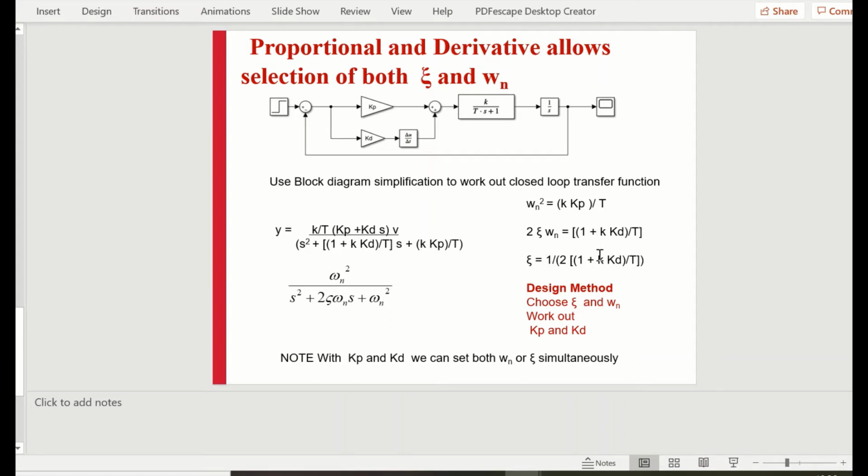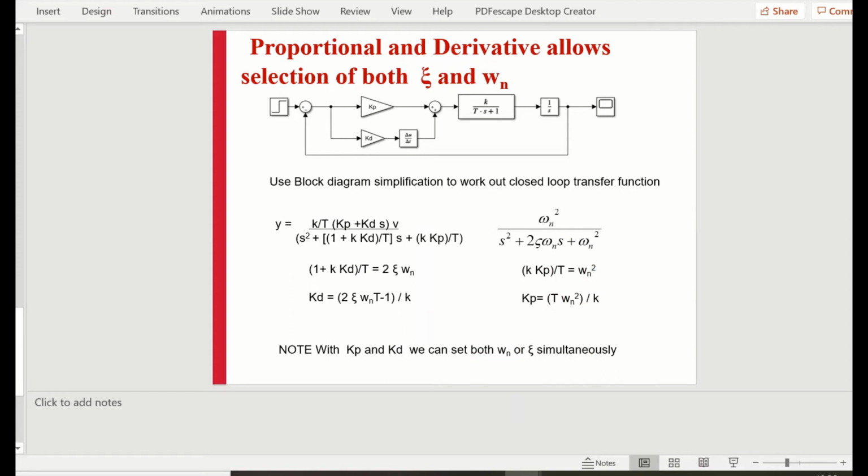And we can see by just playing about with this equation here, rearranging, we can get zeta is 1 over 2 times 1 plus K Kd over T. So by rearranging these equations, we can get an expression for the damping ratio.